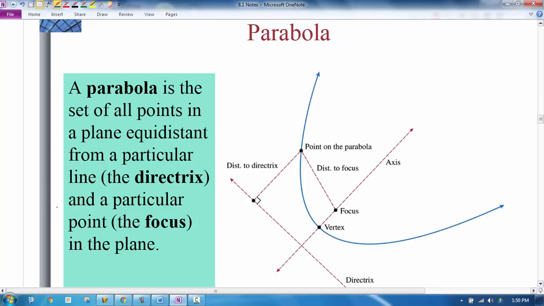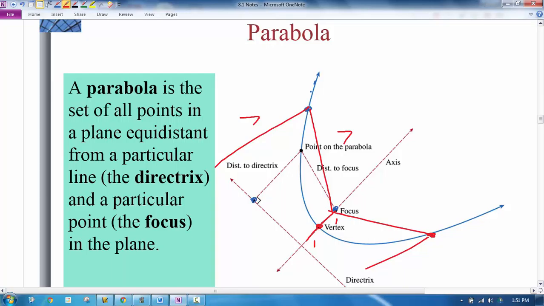But first, what a parabola is: it's the set of all points that are equidistant from the focus and the directrix. So this point right here, for example, is equidistant from the directrix and the focus. If this length is 7, then this length needs to be 7. And that goes for all points. So this point right here, if this length is 1, then this length is 1. All points on a parabola are always equidistant from the focus and the directrix.